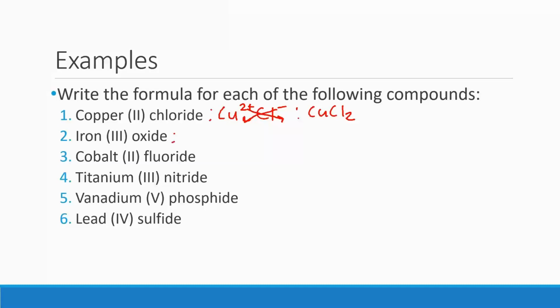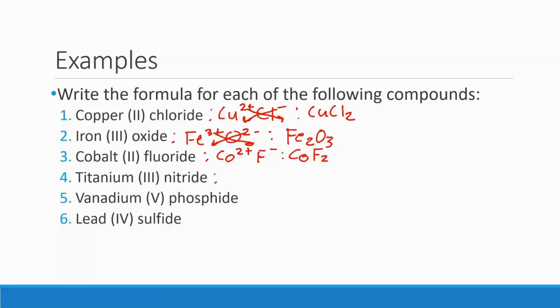Iron 3 oxide. This means that iron has a 3 plus charge, and if you look through the periodic table, you'll see oxide has a 2 minus charge. Once again, all you have to do is crisscross these charges. So the 2 goes under Fe, the 3 goes under O. So you end up with Fe2O3. For cobalt 2 fluoride, cobalt has a positive 2 charge because there's a Roman numeral 2 next to it. Fluoride has a negative 1 charge. Crisscross these charges and you end up with CoF2.